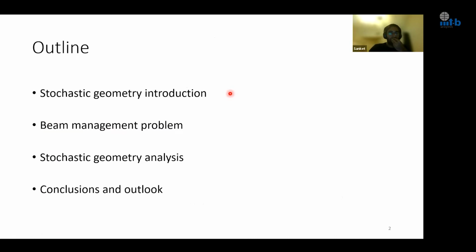So this is a brief outline for my talk. I will first give the basic introduction of stochastic geometry and also motivate and then highlight the challenges for the beam management problem. Then we'll talk about how stochastic geometry tools can be used to analyze the different aspects of beam management. Then I'll give some conclusion and outlook, like what could also be done in the future in the area of beam management.